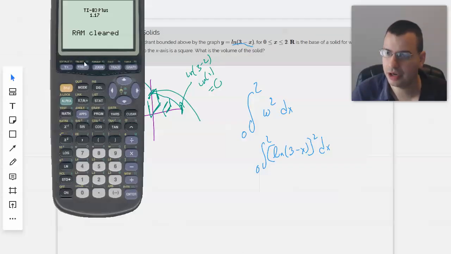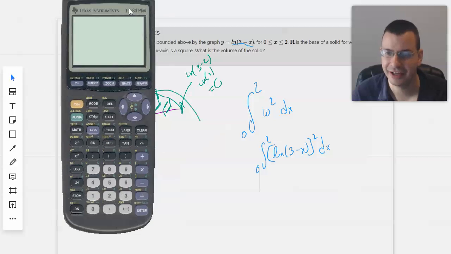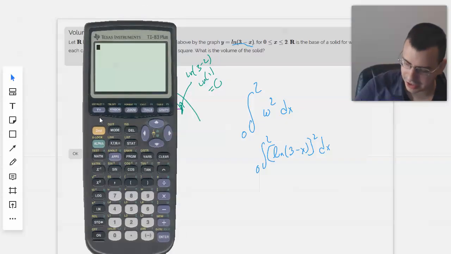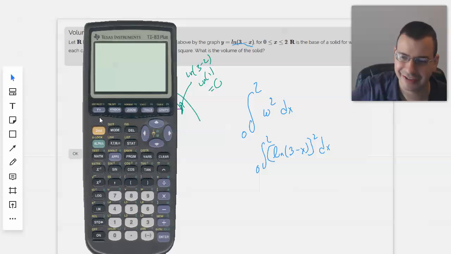Calculator on. RAM cleared. I love this. Coolest app ever. More of a Casio guy myself, but this is cool. I'm not saying this redeems Texas Instruments, but this is cool.